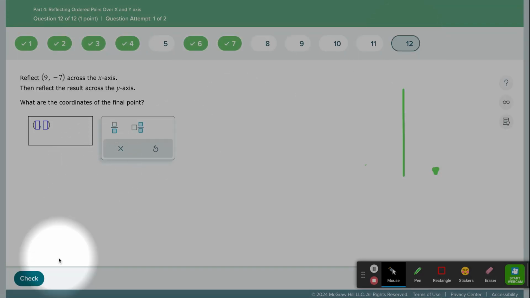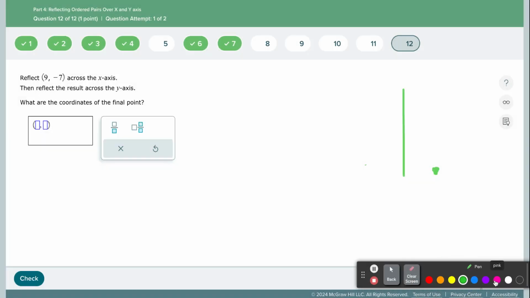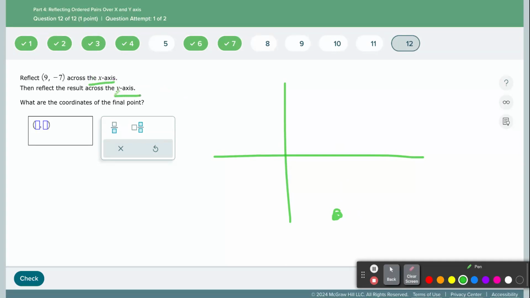All right, this is a little different, I think. Okay, so reflect 9, -7 across the x, then across the y, and then tell me the coordinates. Okay, so let's look at this then. I have my fake little grid, right? I have +9, which would be forward, and -7. So it's somewhere here, okay? It can be wherever I want. It's positive, negative. Then it says to jump across the x, then across the y.